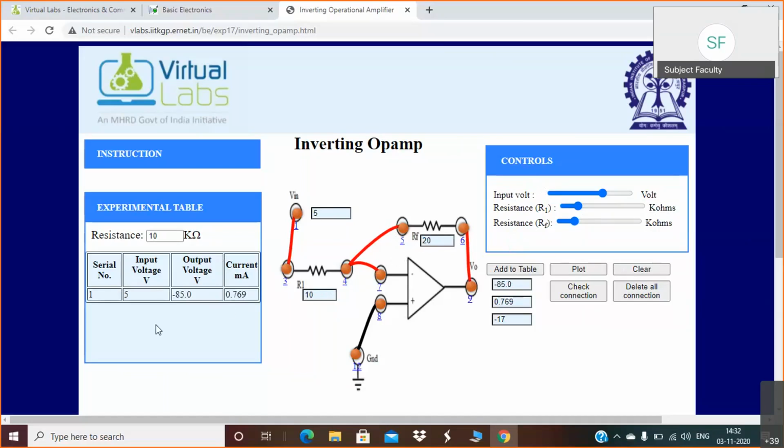So here you can observe, okay, something is not correct here. Input voltage is 5 and output voltage is showing minus 85. Something went wrong.